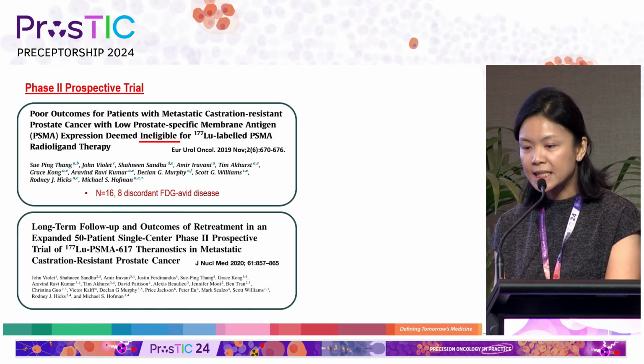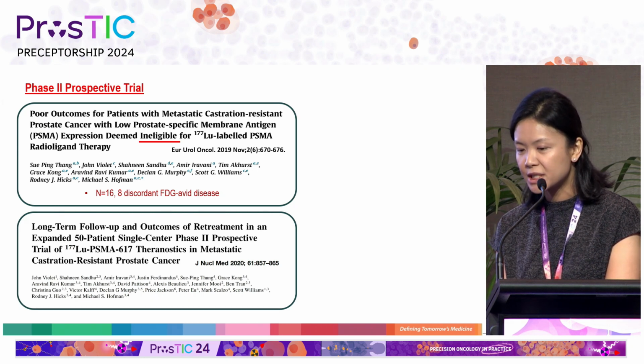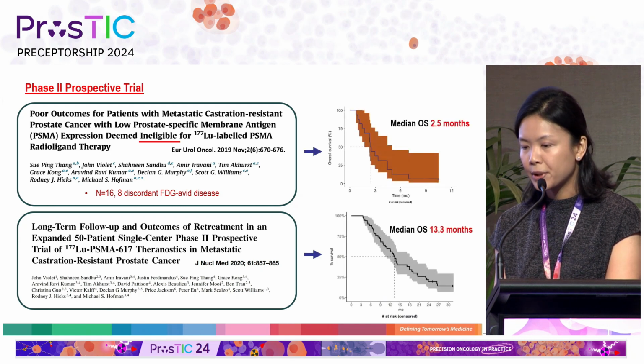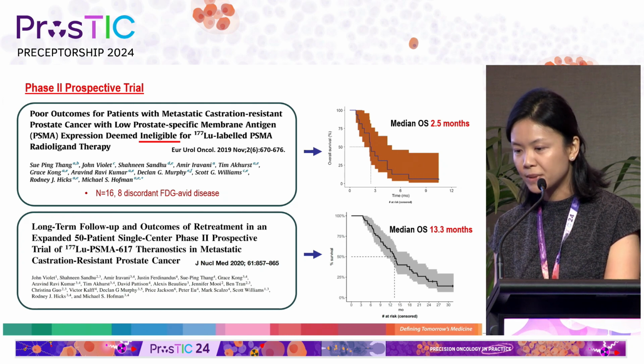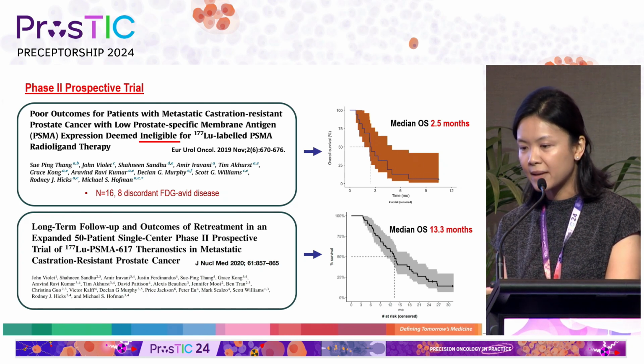So when we look at the initial phase 2 prospective trial of Peter McCallum, the 16 patients who were ineligible for treatment, either due to low PSMA uptake or discordant FDG disease, compared to the 50 patients who were recruited into the trial, the median overall survival is quite different, although 9 of the patients who were ineligible for treatment subsequently received systemic treatment. So this proposes that dual PET imaging can help identify patients with short survival as well as poor prognosis.